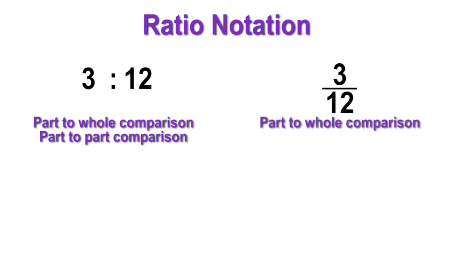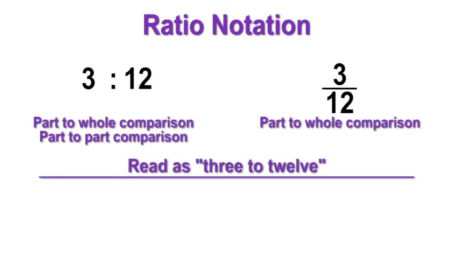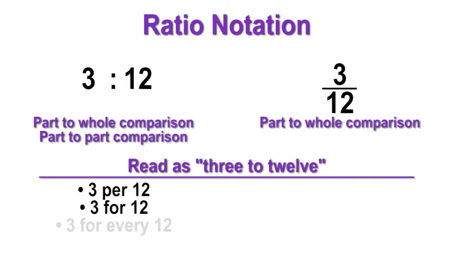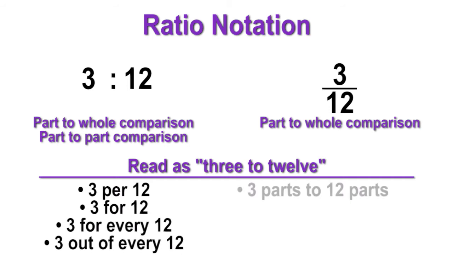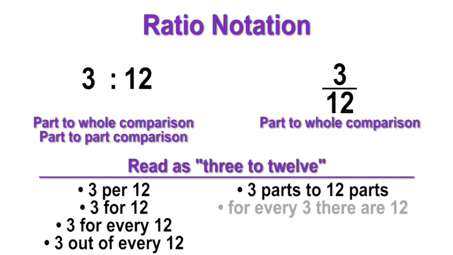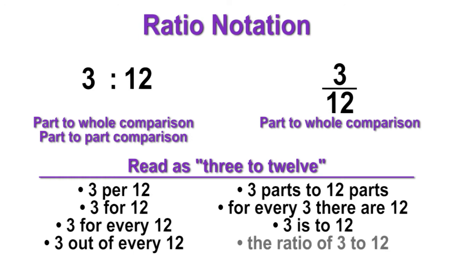Ratios written with a colon or fraction bar are read the same way. For example, these ratios are both read as 3:12. They can also be read as 3 per 12, 3 for 12, 3 for every 12, 3 out of every 12, 3 parts to 12 parts. For every 3 there are 12, 3 is to 12, and the ratio of 3:12.